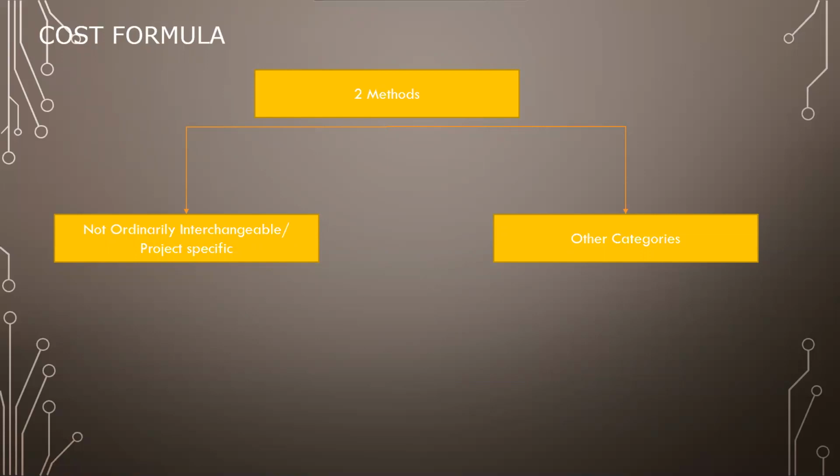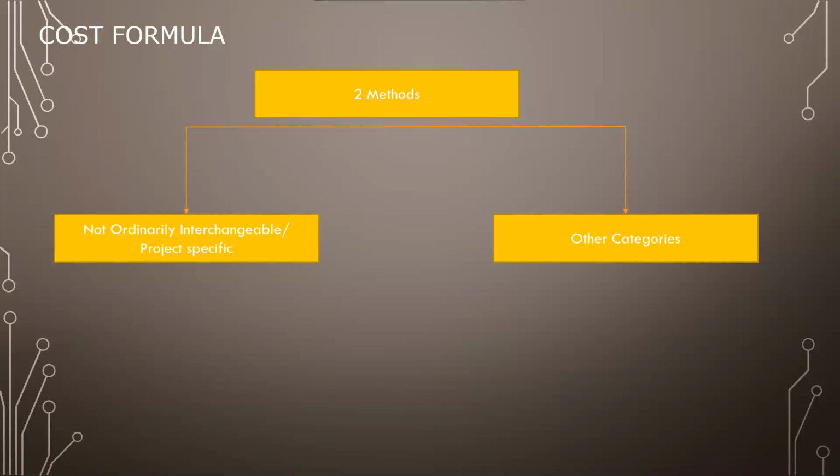Now, when you have inventory of that kind of nature, the cost has to be specific to that project or specific to that inventory. You cannot interchange the cost of that particular inventory with the cost of other similar inventories that you are producing inside your factory.